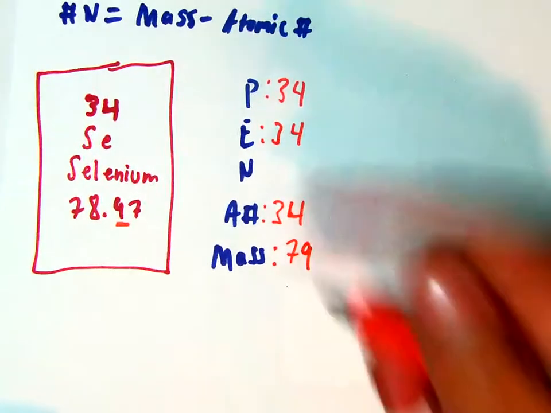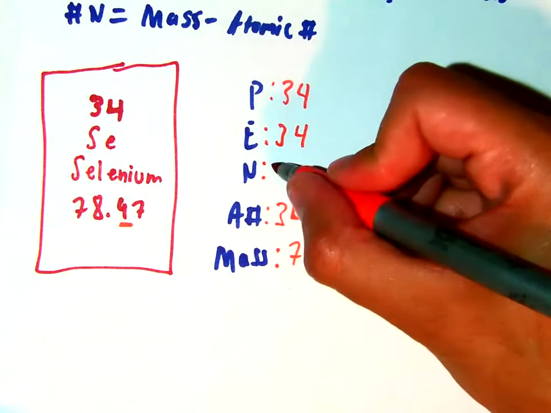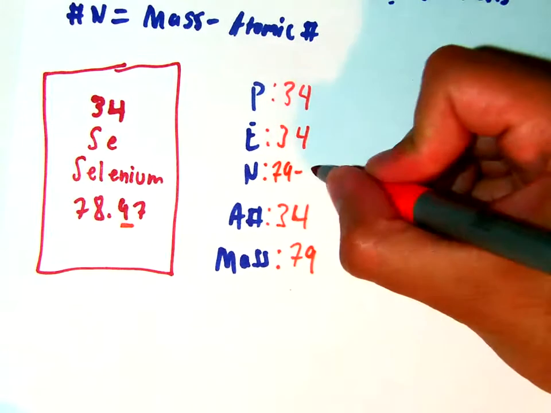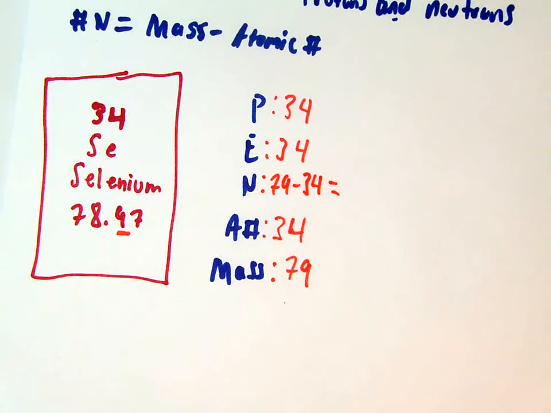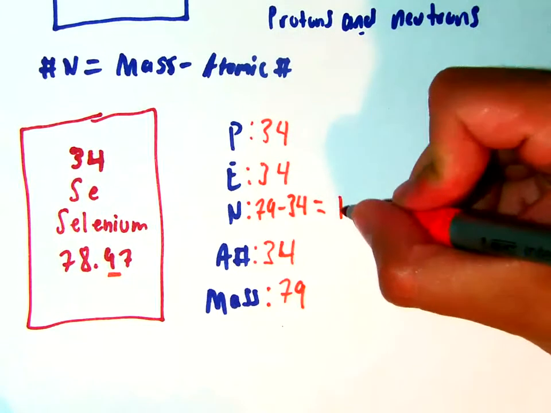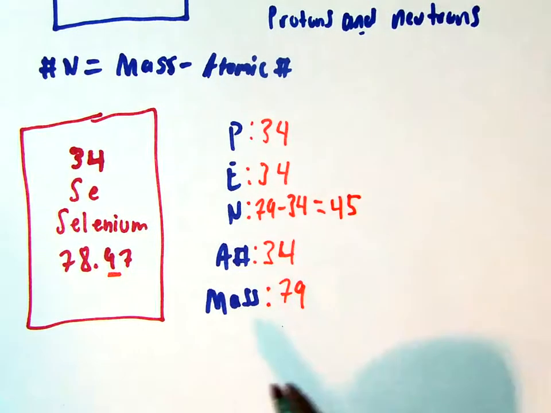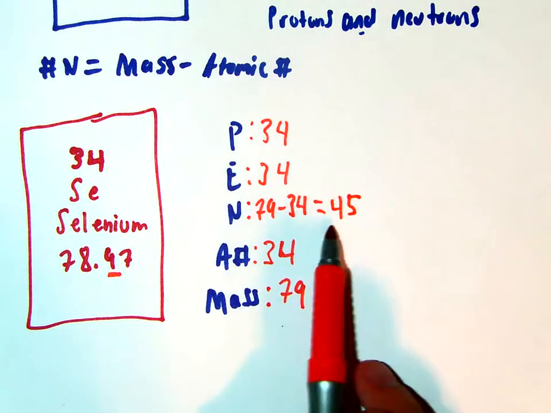It's going to be 79. Okay. Now my neutron is the bottom. My mass take away my atomic. So it's 79, take away 34. You can use a calculator for that. 79, take away 34 will give us 45. 45. Okay, so now you notice that these are not always the same.